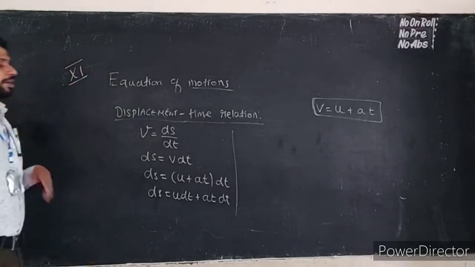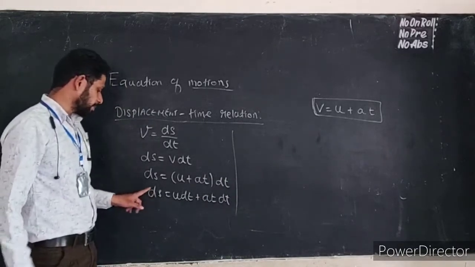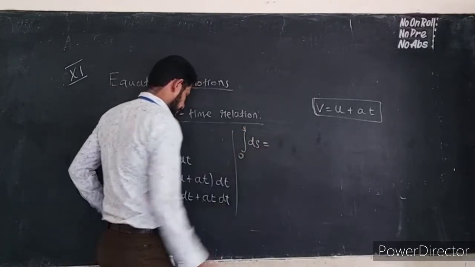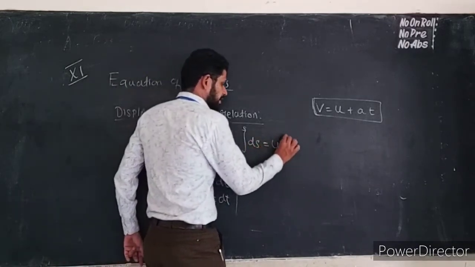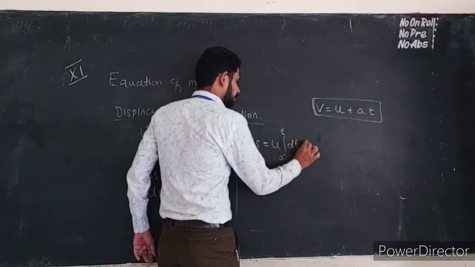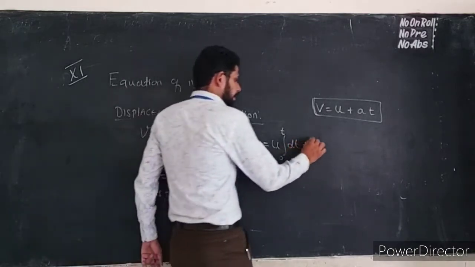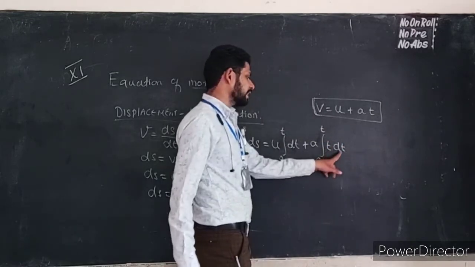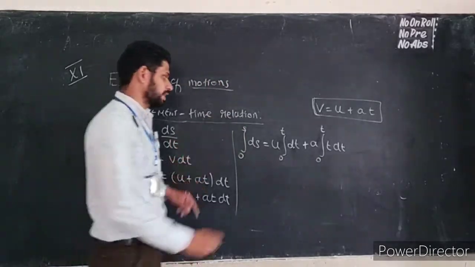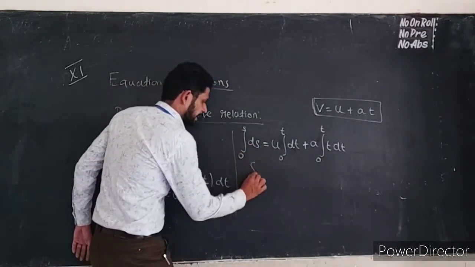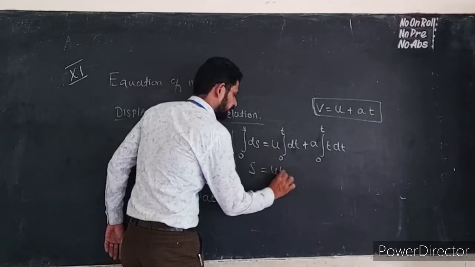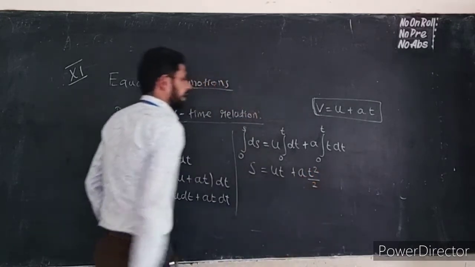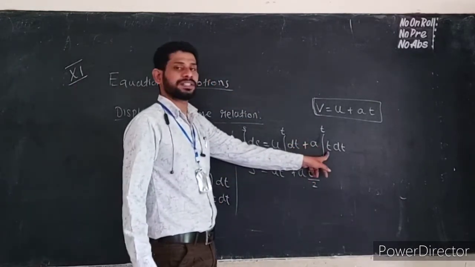Now, again we have to integrate this. Where are the variables here? The derivative process. Integrating displacement 0 to s, ds will be equal to u dt. It's a constant, integrating 0 to t of dt, plus here a t. A is a constant, take it out also, 0 to t, t into dt. When you integrate t into dt, you will get t squared by 2. So you will get s will be equal to ut, because upper limit minus lower limit, plus a t squared by 2, because already there is one t and dt.